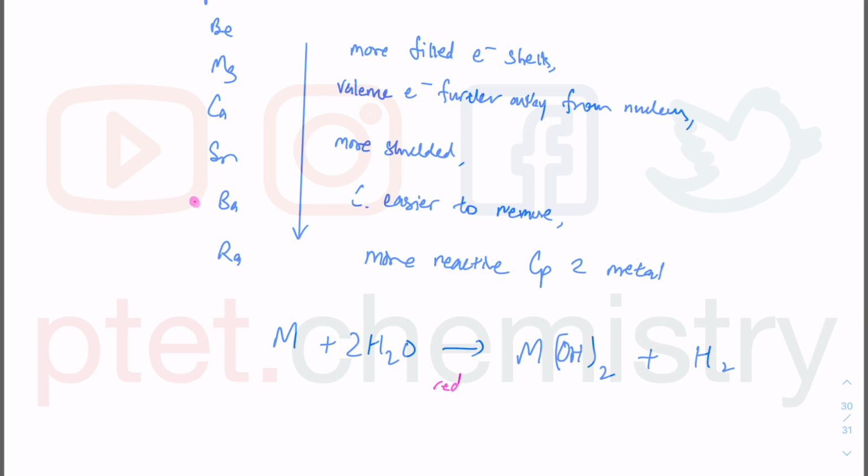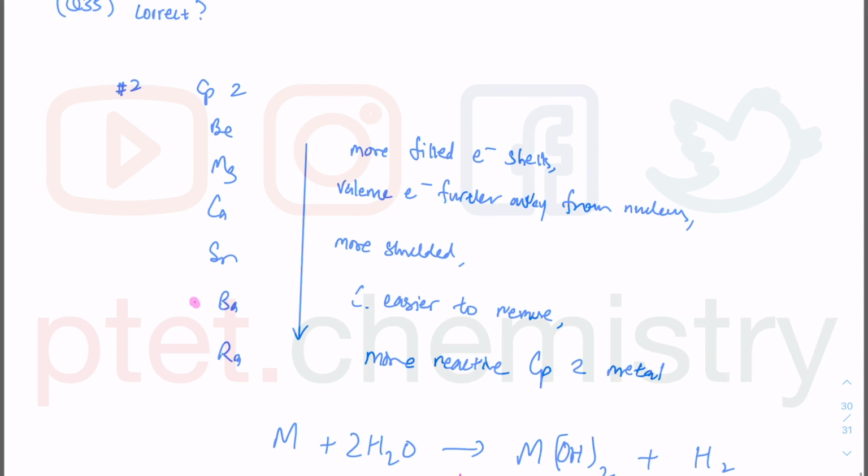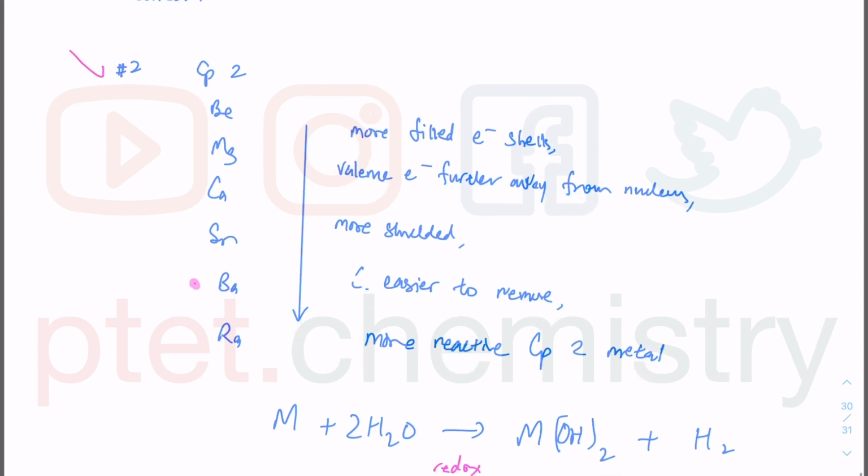This is a redox reaction because it is metal 0. This is group 2 metal, metal plus 2. Hydrogen 0 as elemental hydrogen, which exists as a molecule. Hydrogen plus 1 oxidation state in the water molecule. So that is option 2, which is correct, because barium is less vigorous with water than radium.